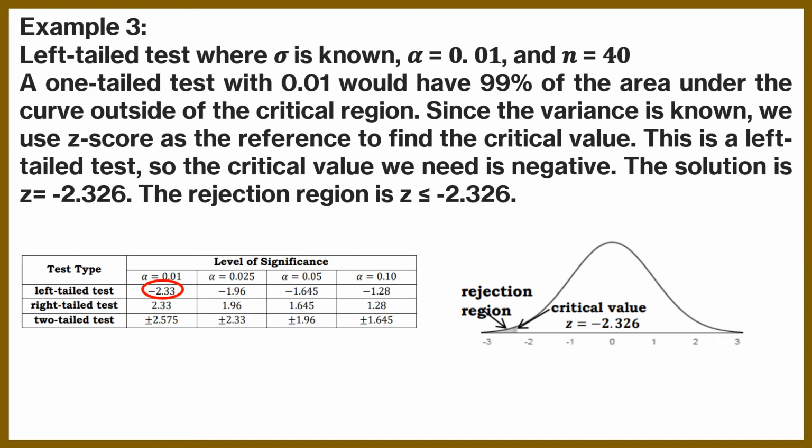Okay, so yung Z-score natin, kung magpo-fall sa rejection region, again, reject the null, accept the alternative hypothesis. Otherwise, accept the null, reject the alternative hypothesis.